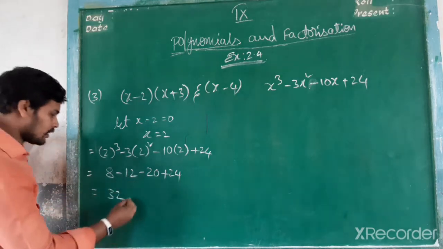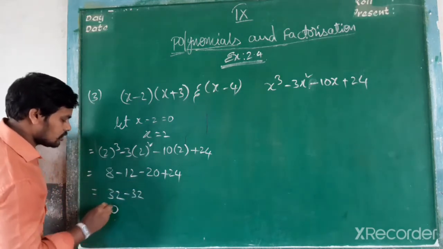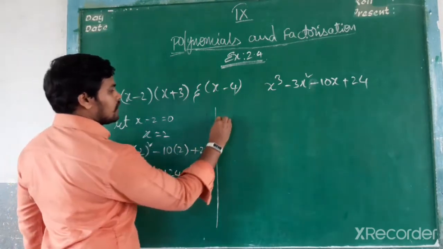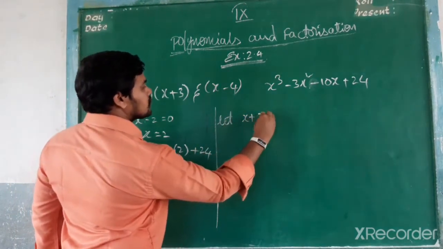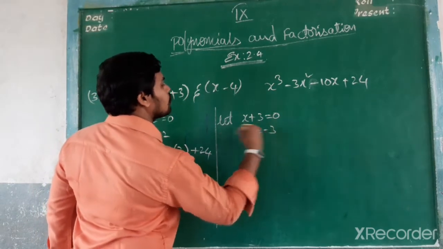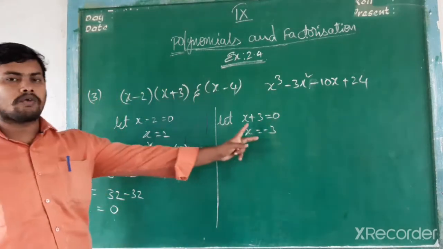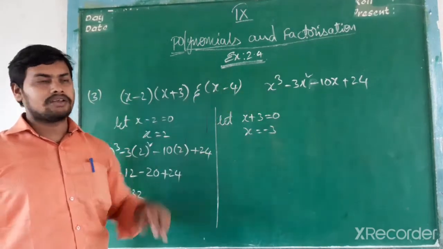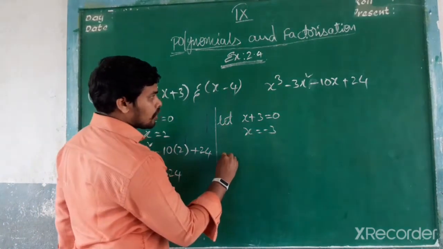Minus 12 minus 20 minus 30. So the result is 0. Simply substitute. Next one. Let x plus 3 equal to 0, x equal to minus 3. Substitute the value in this cubic polynomial.